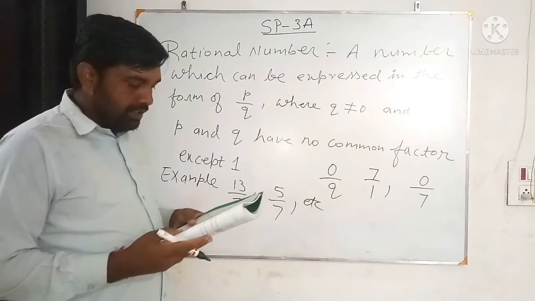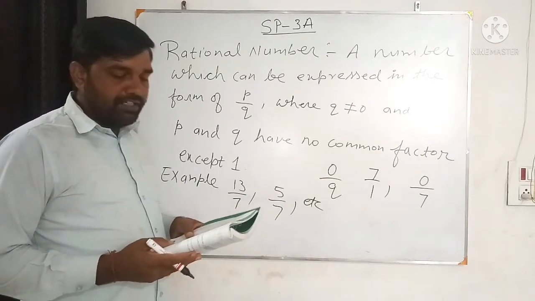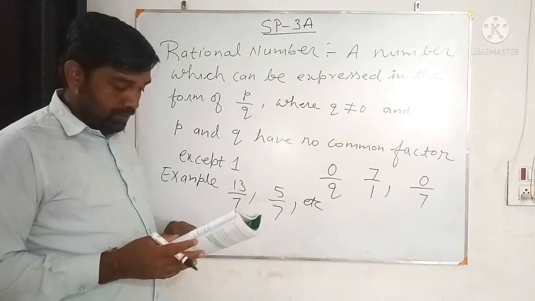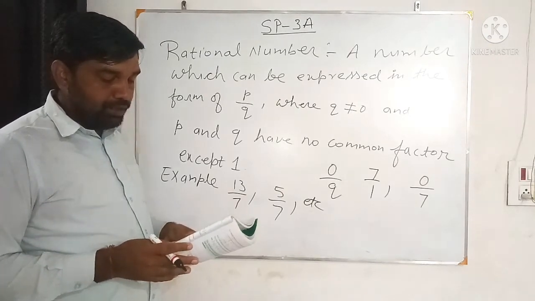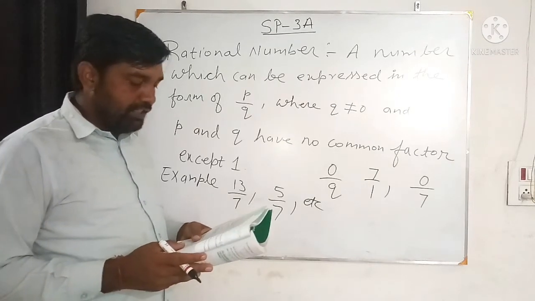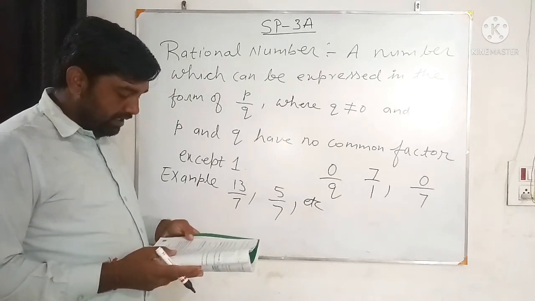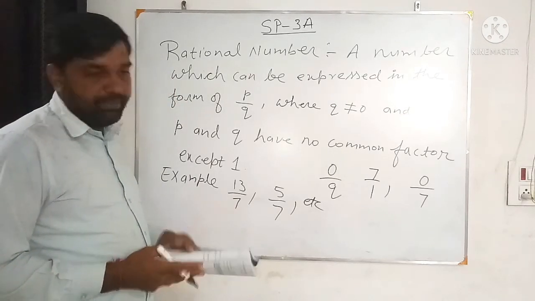Okay. Simplest form. A rational number p by q is said to be in simplest form when q is not equal to 0 and p and q are co-prime, that is, p and q have no common factor except 1. They do not have any common factor. Now, the representation of rational numbers on the number line. How do we represent a number on the number line?